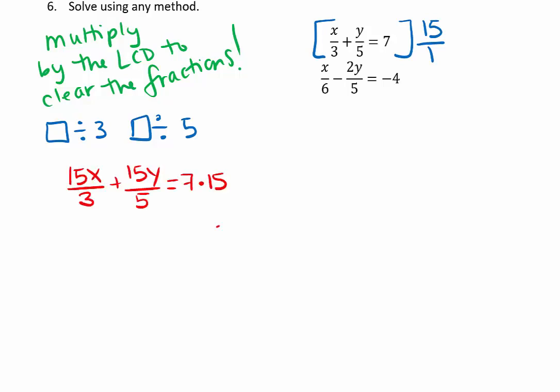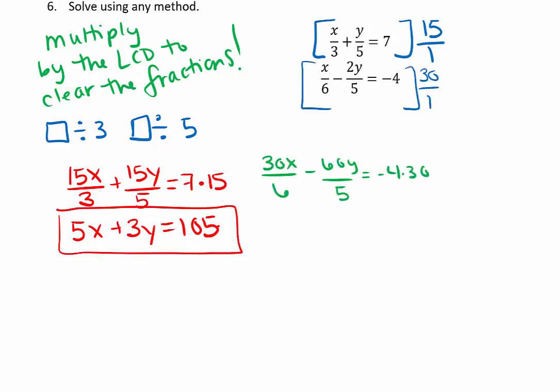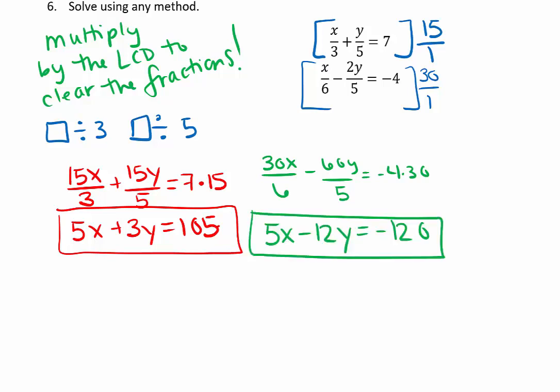That gives me 15x over 3, 15y over 5, and whatever 7 times 15 is. Well, 15 over 3 reduces to 5, 15 over 5 reduces to 3, and 7 times 15 is 105. That's my first equation. Now let's do the same thing to the second equation. This time the LCD is 30. 30 is divisible by both 6 and 5. And 30 divided by 6 is 5. 60 over 5 is 12. 4 times 30 is negative 120.